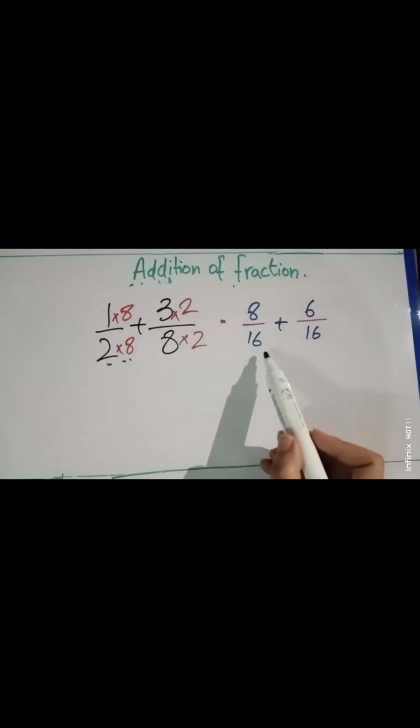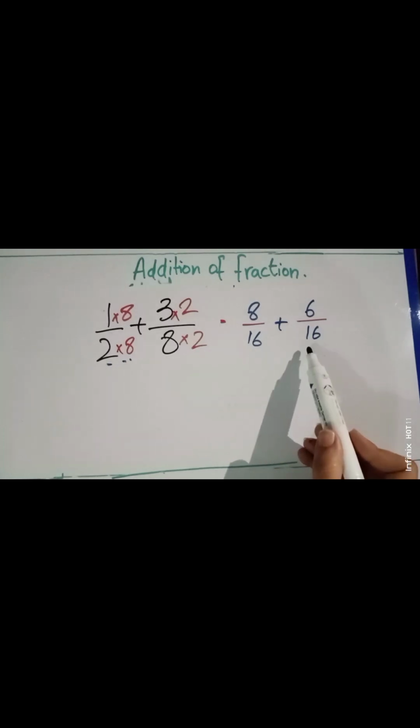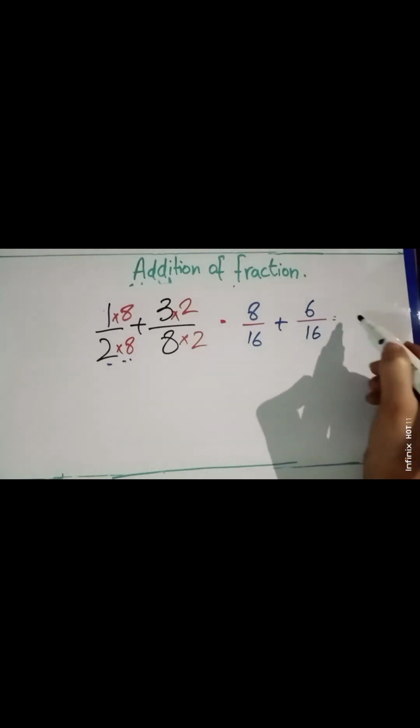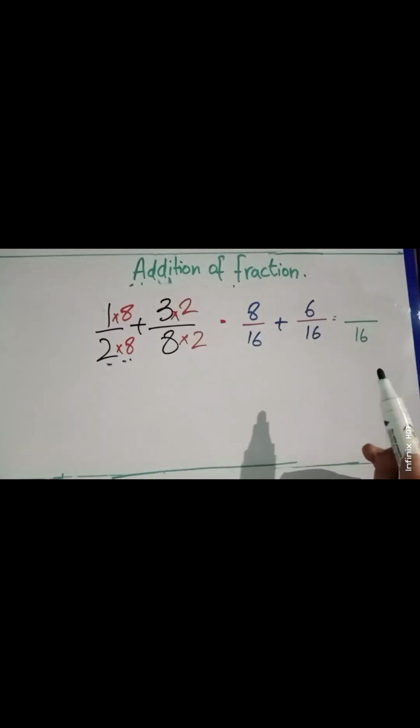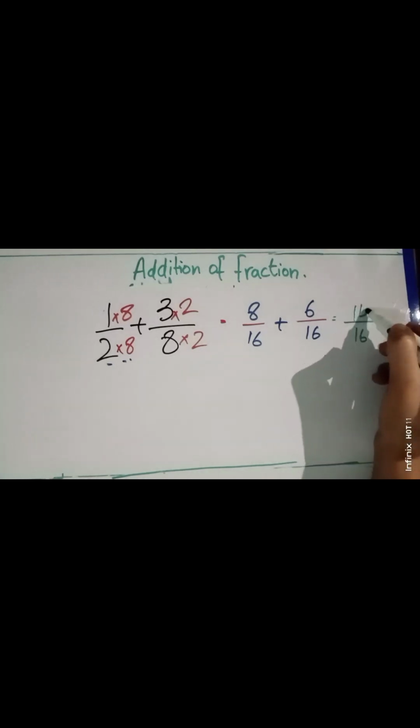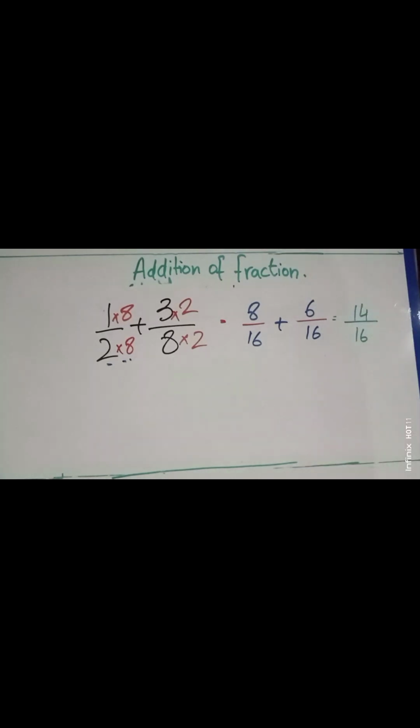As you can see, the denominators we have here are the same. Now we will just add them up. 16 plus 16 is 16, and then 8 plus 6. What is 8 plus 6? 8 plus 6 is 14. So the answer we have is 14 over 16.